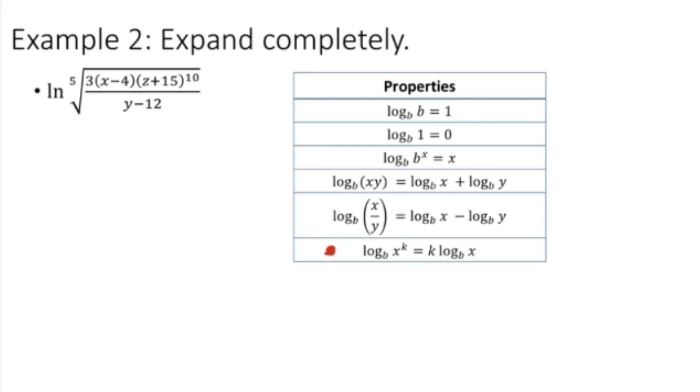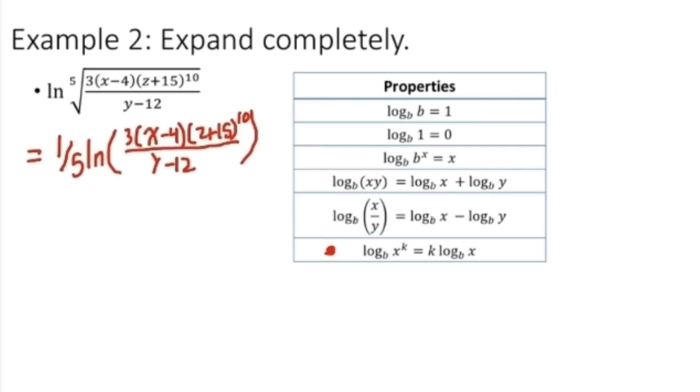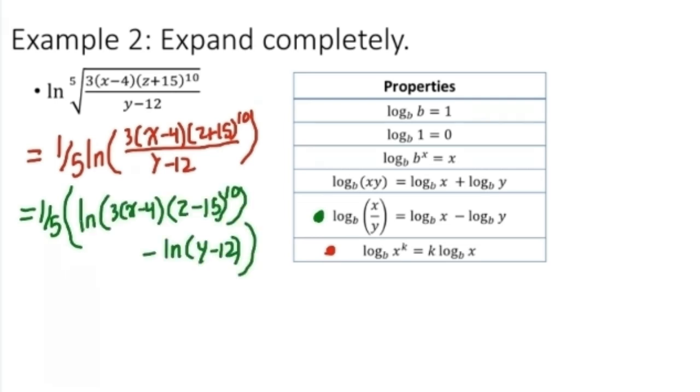So I'd start off by using our power rule, treating our 5th root as a 1/5 power, and we get 1/5 times the natural log of 3 times x minus 4 times z plus 15 to the 10th all over y minus 12. Now, our last operation will be division, so we'll use the quotient rule. Now, our quotient rule is going to require us to make our one log into two logs that are being subtracted together. Since that result has to be multiplied by 1/5, I do need to put a set of parentheses. And we get 1/5 times the natural log of 3 times x minus 4 times z plus 15 to the 10th minus the natural log of y minus 12.